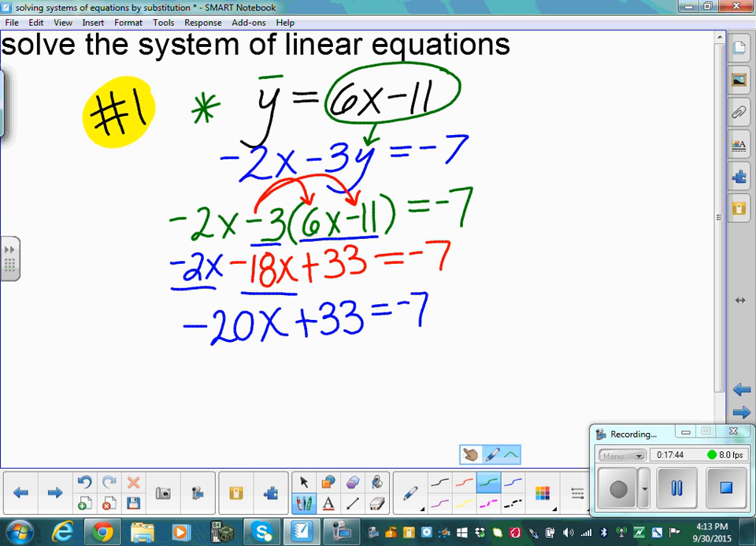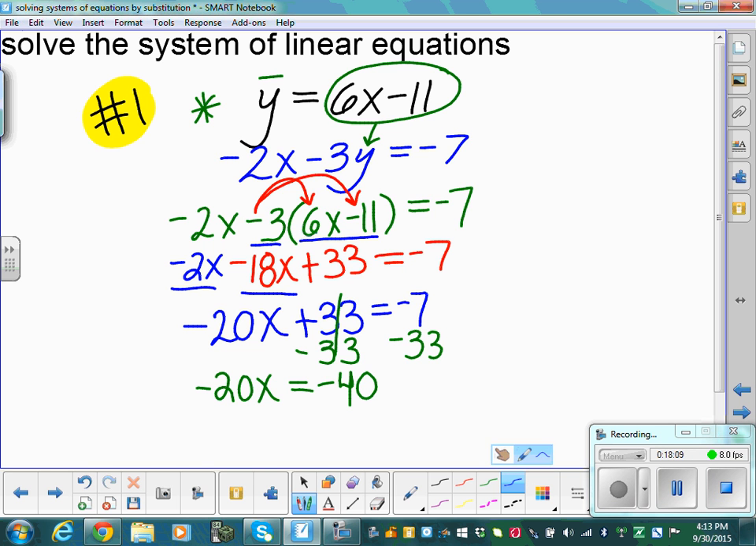Now from here, we're trying to get x alone piece by piece. I'm going to subtract 33 from both sides of the equation. So then I have negative 20x on the left is equal to, those cancel out to be 0, so we've done this correctly. Negative 33 minus 7, very carefully, is negative 40.